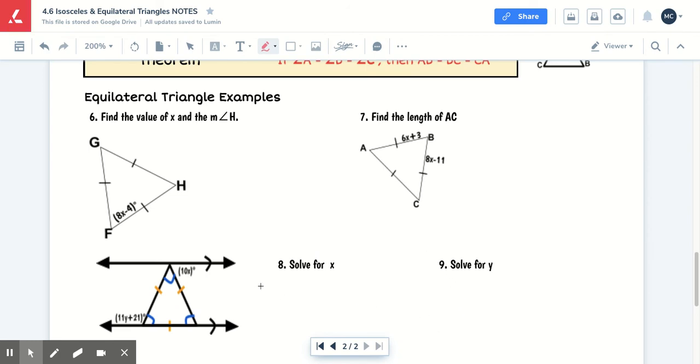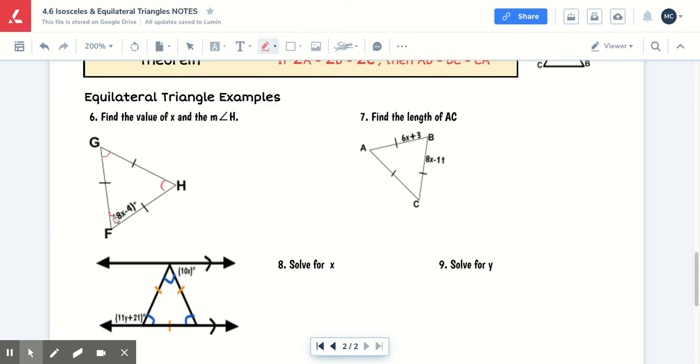All right, so a few examples with equilateral triangles here. They want us to find the value of x and the measure of angle h. So x is a part of this angle over here, and then h is the one that I'm looking for ultimately. Now in the picture, they do show me that it's equilateral by giving me 3 tick marks here. So I know that all 3 sides there are congruent, and all 3 angles are congruent.